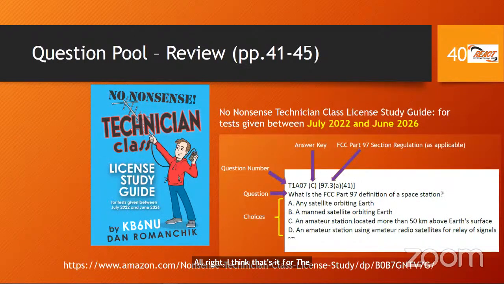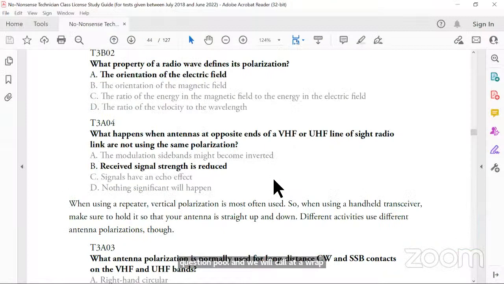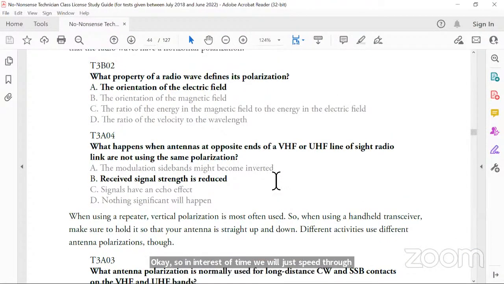All right, I think that's it for the theory. So we have gone a bit over time, and I do appreciate the extra time, folks. Let's just quickly go through the questions in the question pool, and we'll call that a wrap. Okay, so in the interest of time, we will just speed through the questions, folks, because we have gone through all of the theory. You just want to see what it looks like in the question pool.